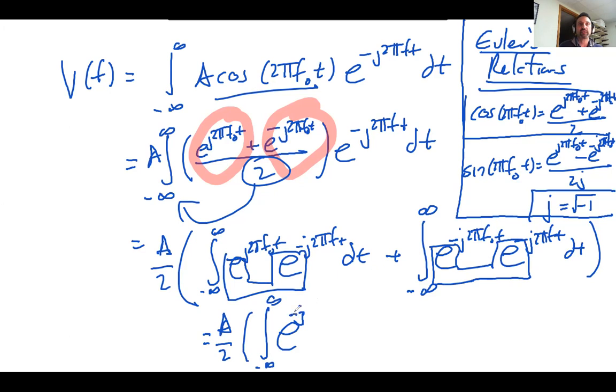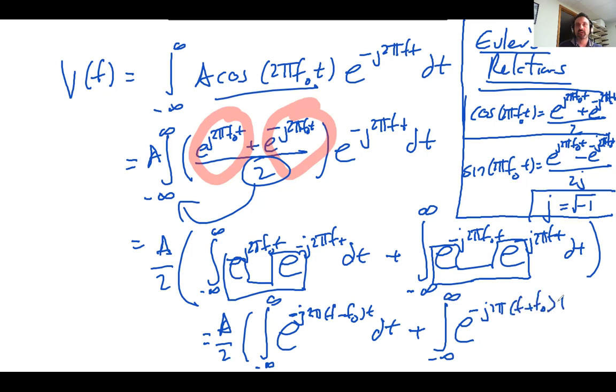Let's do minus 2 pi, and then brackets, integral of f minus f naught of t dt, plus the integral from minus infinity to infinity of e to the minus j 2 pi f plus f naught t dt. This is totally awesome. Why? Because now we have something interesting. This has a shift by minus f naught. This has a shift by plus f naught.